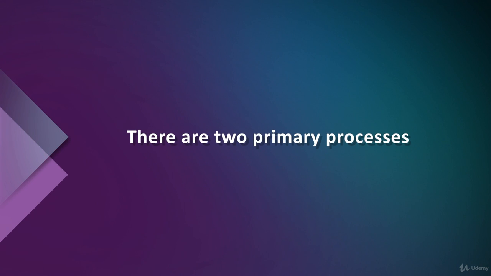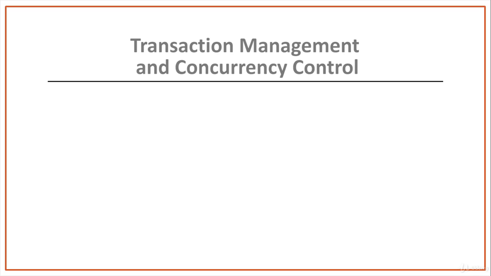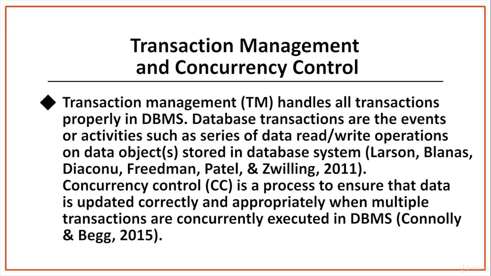There are two primary processes: 1. Transaction management, and 2. Concurrency control in database management systems. Transaction management, or TM, handles all transactions properly in DBMS. Database transactions are the events or activities, such as a series of data read or write operations on data objects stored in the database system. Larson, Blanas, Diaconu, Freedman, Patel, and Zwilling, 2011.